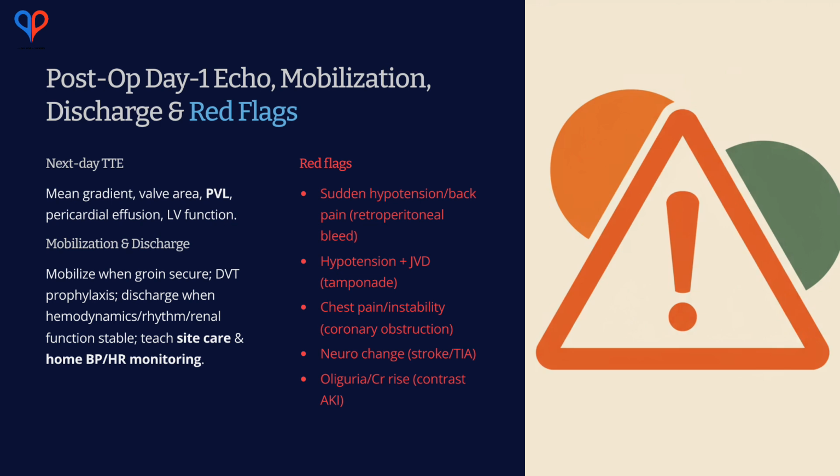Red flags you can't miss: sudden hypotension or back pain. Think retroperitoneal bleed. Hypotension with neck vein distension, tamponade. Chest pain and instability, coronary obstruction. Acute neurochange, stroke or TIA. Oliguria or rising creatinine, contrast-associated AKI. Match the treatment to the cause and escalate early.